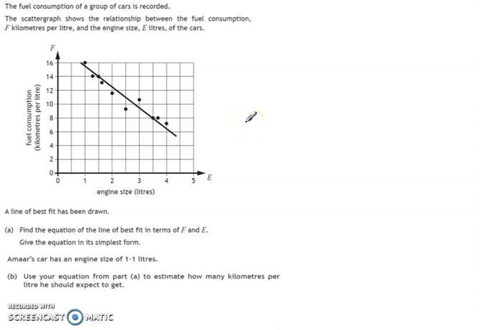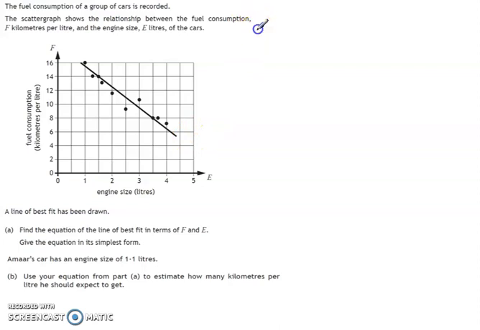In this question, we're given a scatter plot showing some data which relates a relationship between fuel consumption and engine size of cars, where all the points are plotted from various tests that they've done. They've then plotted a line of best fit on the graph, and that's the focus for the question here. The first part is finding the equation of the line of best fit in terms of F and E, and then the second part is using that line to make an estimation of data.